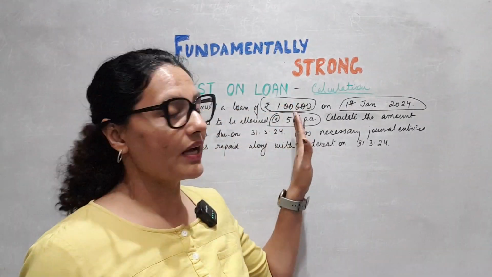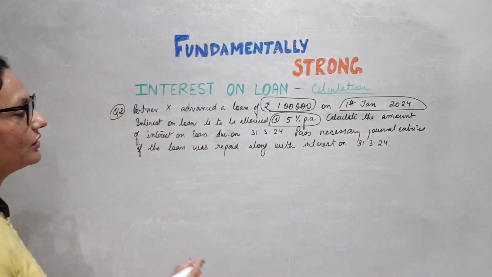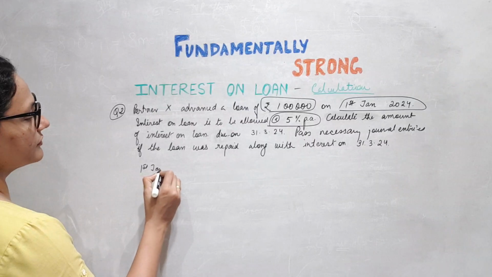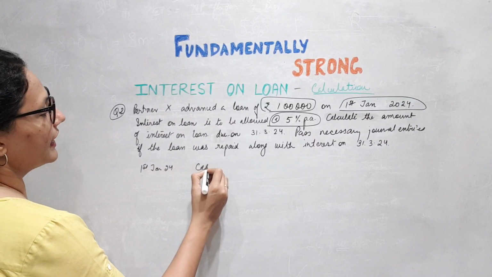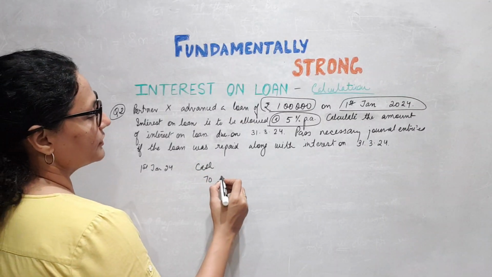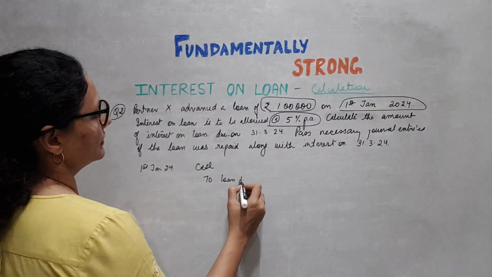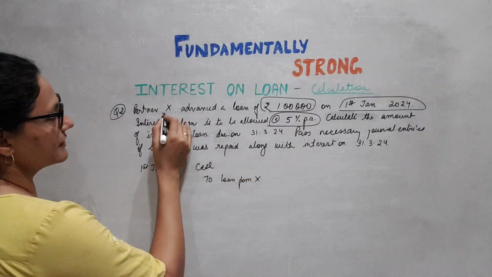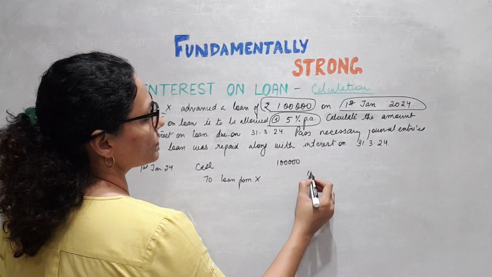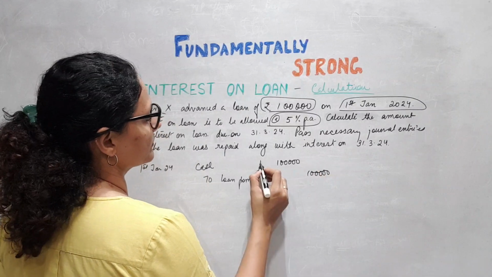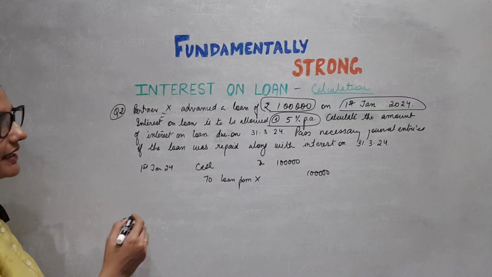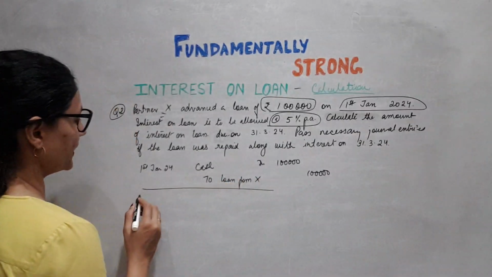Alright. So here 1 lakh is the loan taken on which date? It is on 1st of Jan 24. The firm has taken the loan. Cash account debit to loan from X. X is the partner and 1 lakh is the amount. So 1 lakh I put here. This is the first entry for the loan being taken. Okay, please put the narration as well.